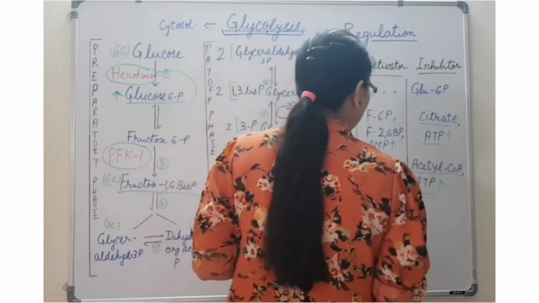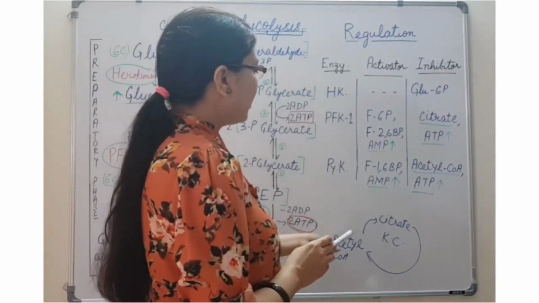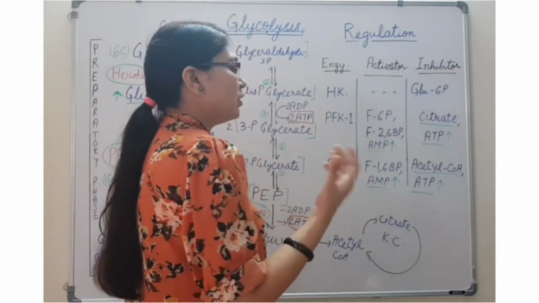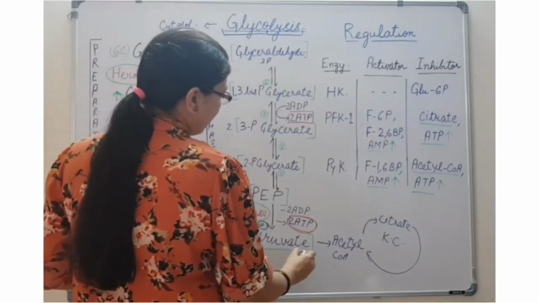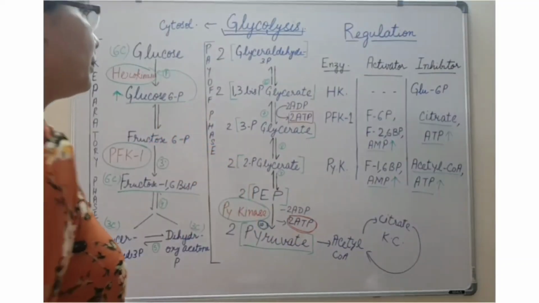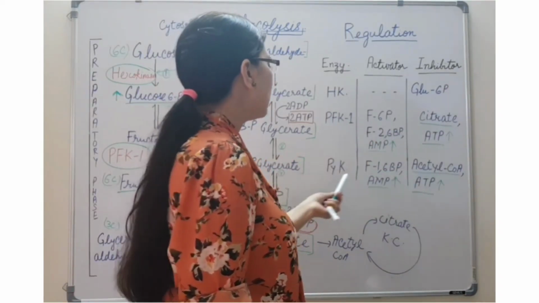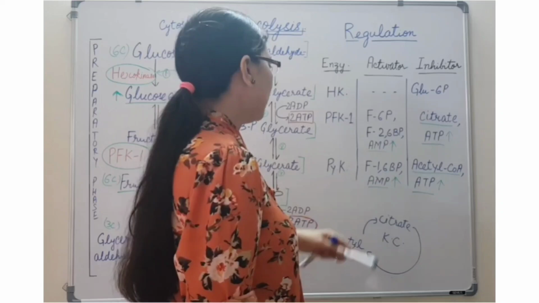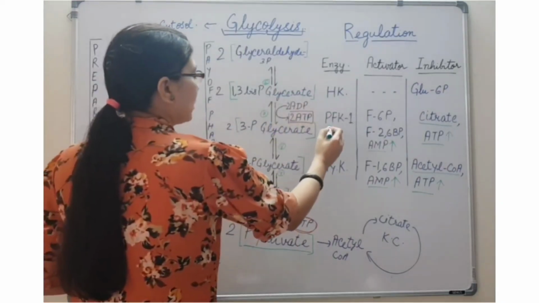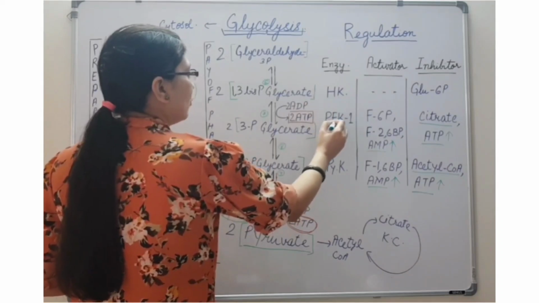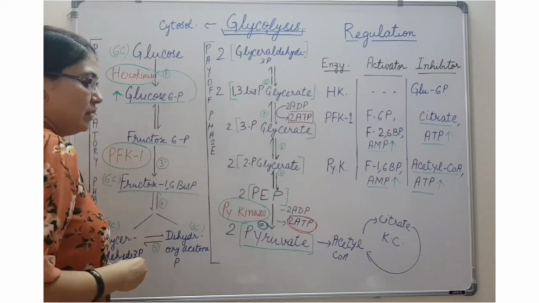If these are already present, it means there is some alternative source present and the Kreb cycle is taking place and energy is produced. So now there is no more requirement for the pyruvate, and hence citrate inhibits phosphofructokinase 1 and acetyl coenzyme A inhibits pyruvate kinase. Fructose 6-phosphate and fructose 2,6-bisphosphate stimulates or activates phosphofructokinase 1, and fructose 1,6-bisphosphate activates pyruvate kinase.